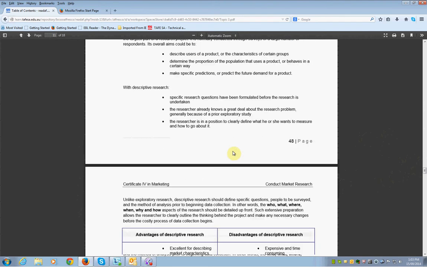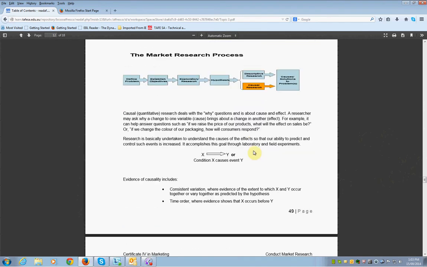Now, the final type of research is called causal research. And causal research is basically a type of research where you change something. You look at linkages between different conditions. So, for example, you might believe that if you were to lower the price, then sales would increase.